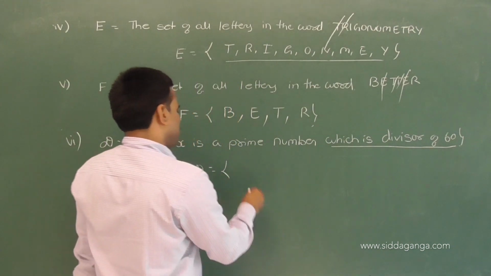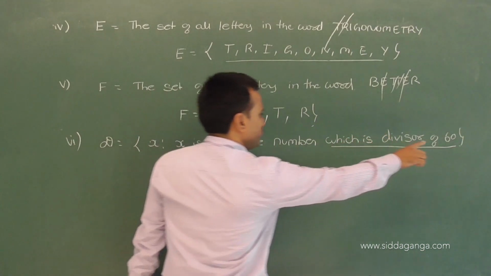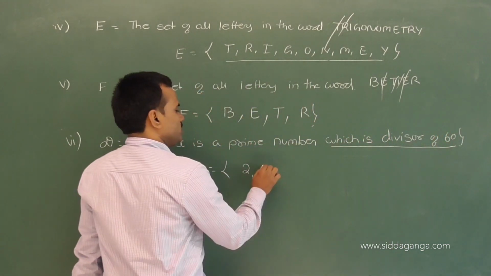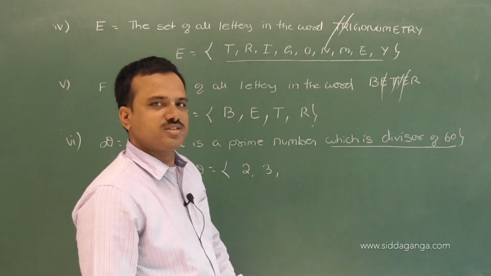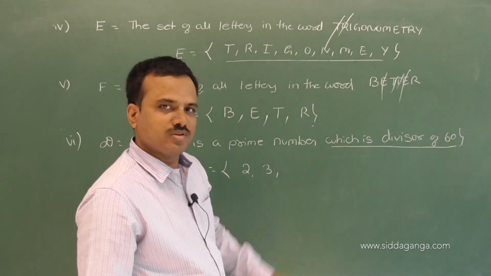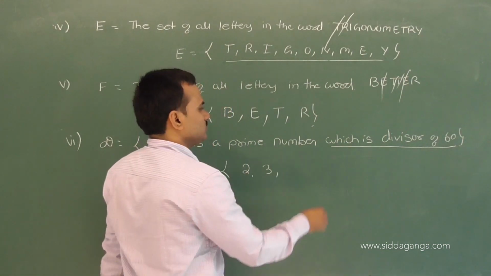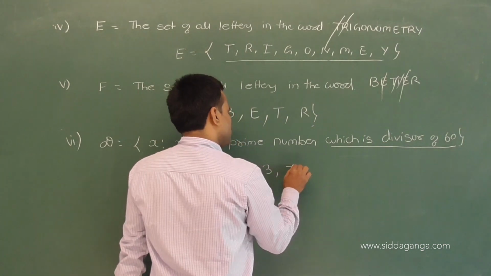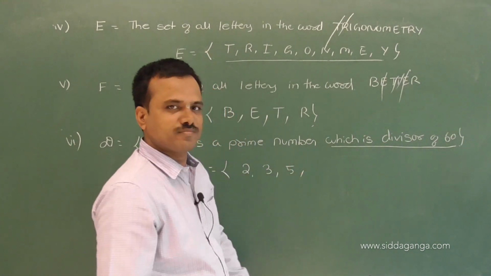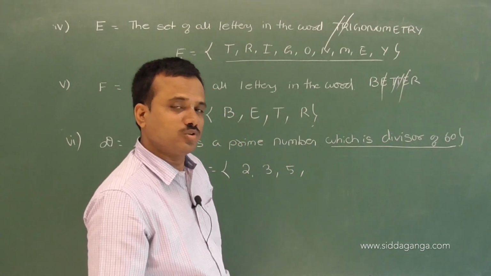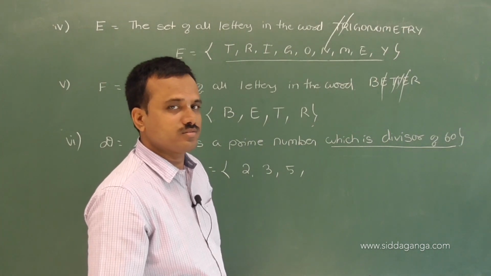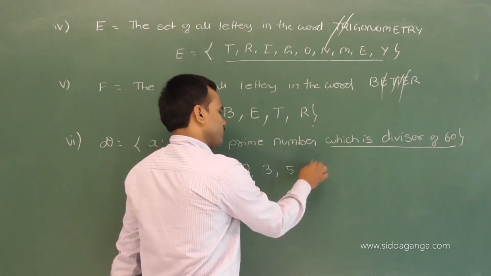Prime number 2, no doubt, 2 is a divisor of 60. 3, no doubt, 3 is a divisor of 60. 5 is a divisor of 60? Yes, 5 is a divisor of 60. 7, no. 9, no. Enough.